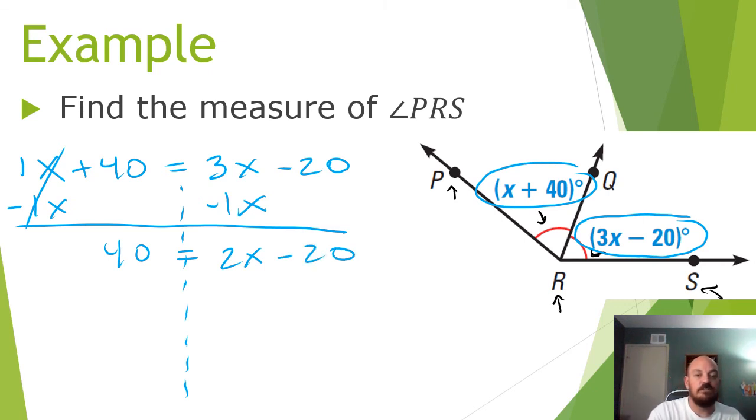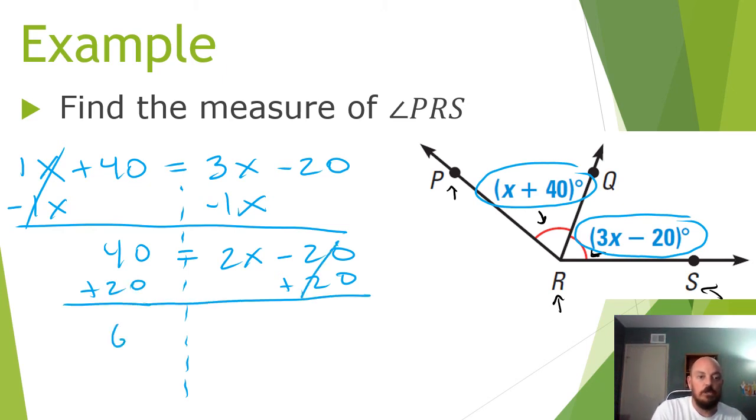So then to finish solving for x, the next thing I would want to do is get rid of that minus 20, and to do that I'm going to use a plus 20. Cancels that out. 40 plus 20 is 60, leaves just 2x over here. And the last thing I want to cancel is the 2, and I can do that by dividing both sides by 2. So what I get is x equals 30.